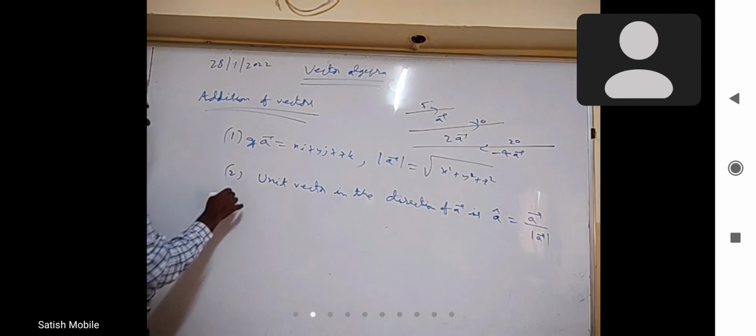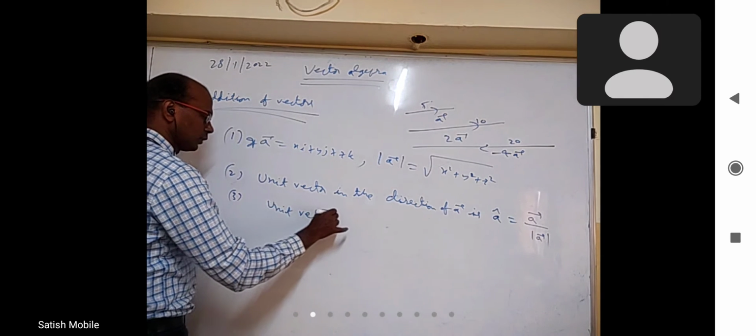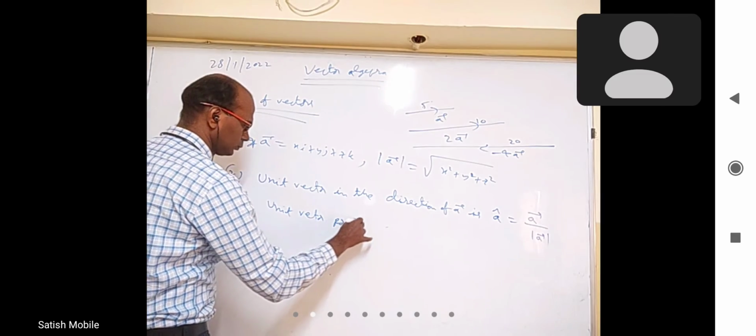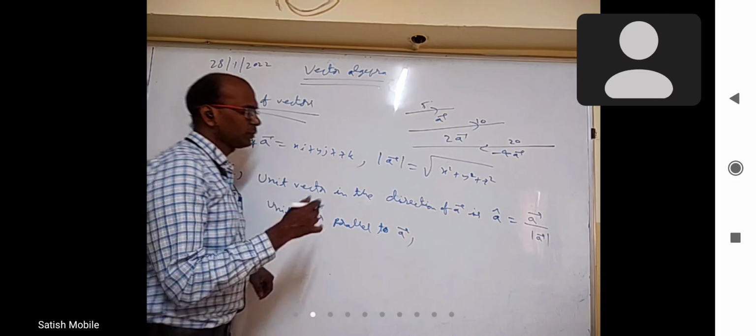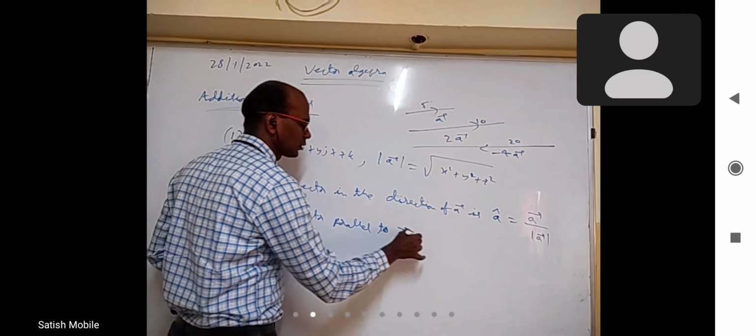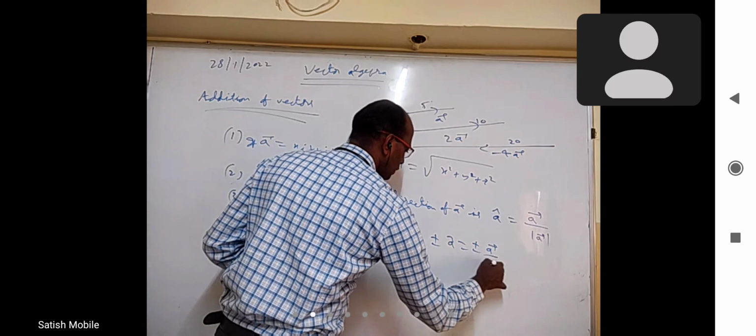Okay. If you want a unit vector parallel to a bar, parallel means the direction can be same or opposite. Okay, it is plus or minus a cap, which is plus or minus a bar by mod a bar.